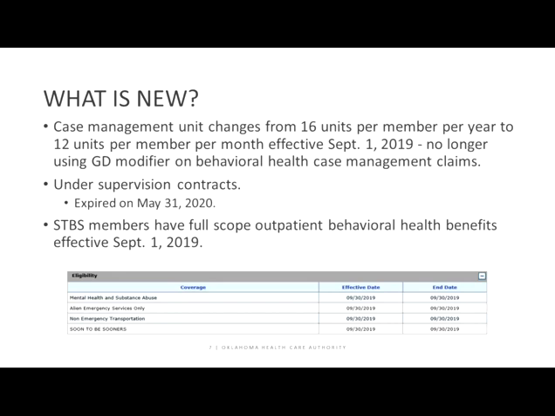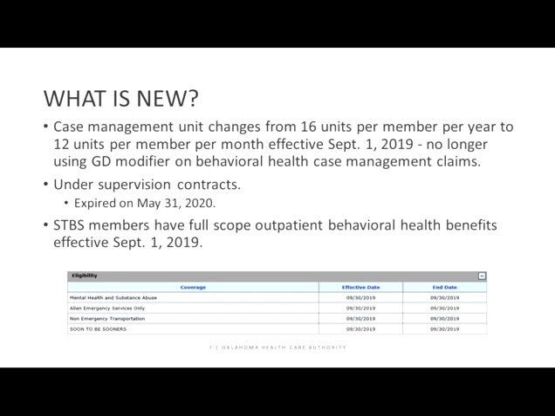Also, under supervision contracts expired on May 31st. So if you've got somebody within your agency that did not get their contract renewed, they will have to do a brand new contract. And keep in mind, these under supervision contracts are good for 1 year. If someone is no longer under supervision and they're now licensed, they will need to do a brand new contract and get one as a licensed behavioral health professional.